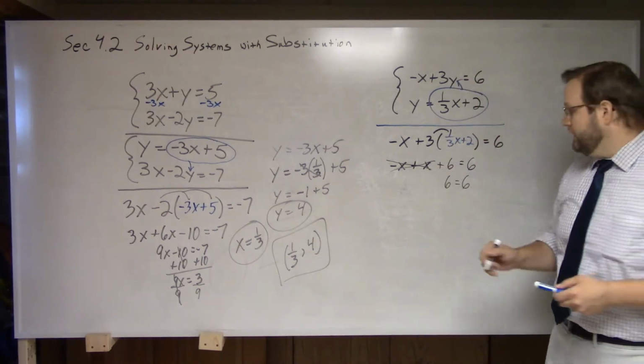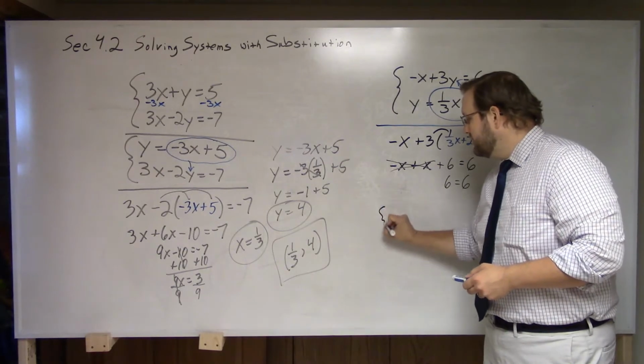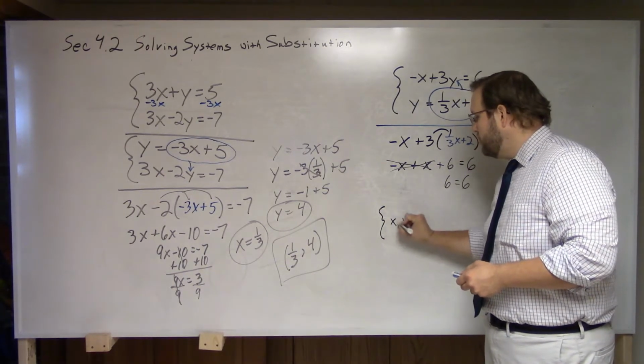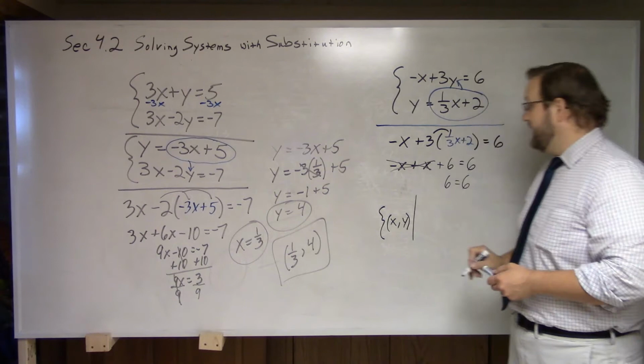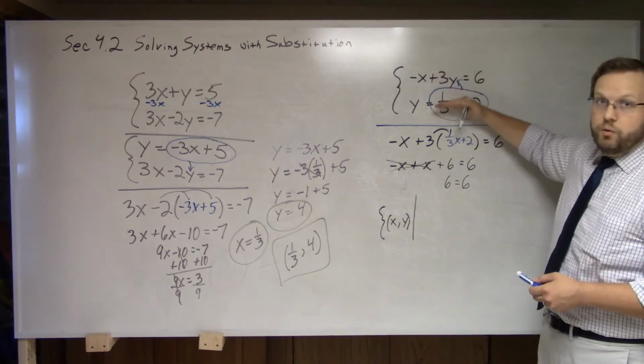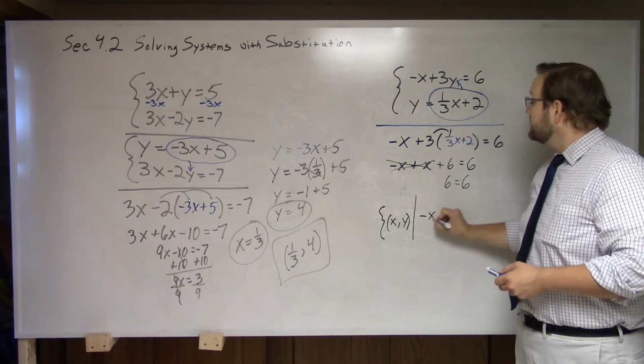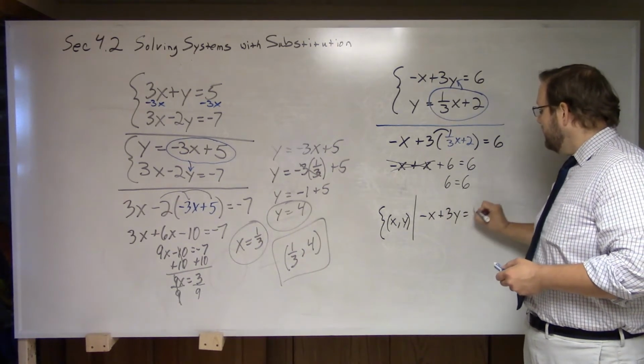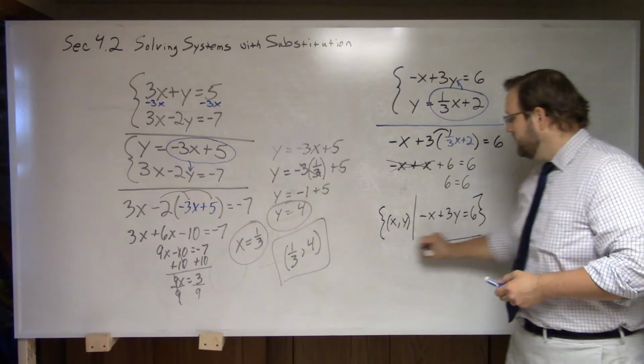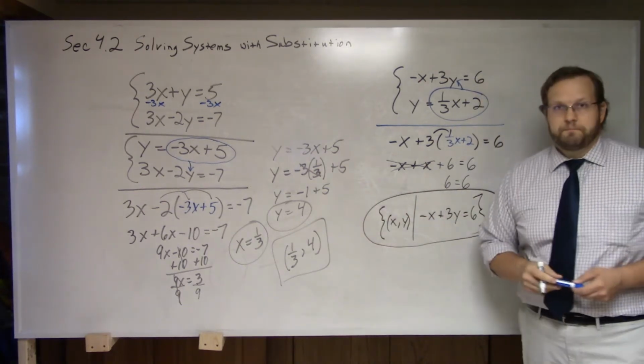Think back to 4-1. That's when we had the set of all xy ordered pairs such that, and then you pick one of these equations. I'm going to pick the top one here. Negative x plus 3y equals 6. And there is your answer.